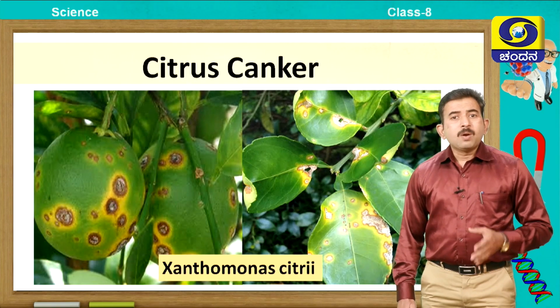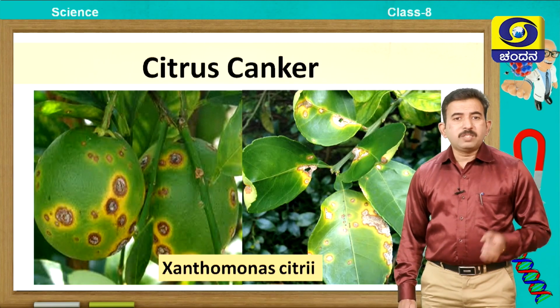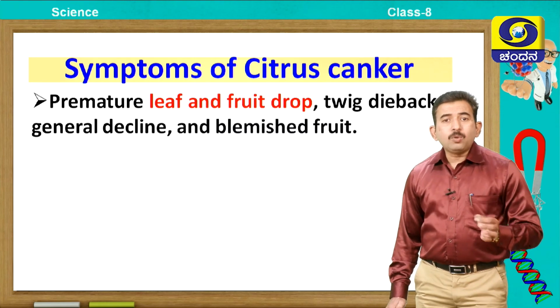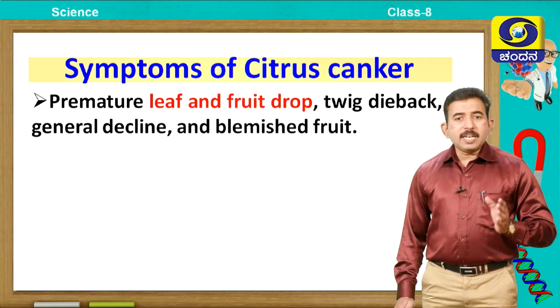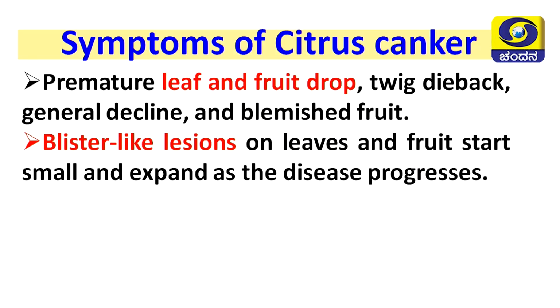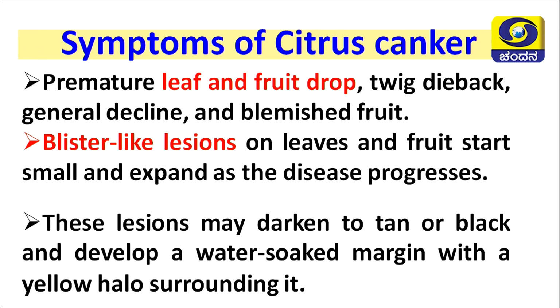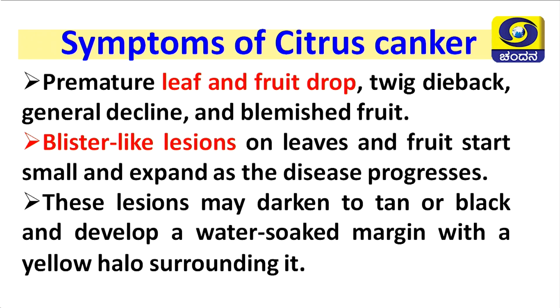Let us see what the main symptoms of this disease are. Premature leaf and fruit drop, twig dieback, general decline and blemished fruit. Blister like lesions on leaves and fruit start small and expand as the disease progresses. These lesions may darken to tan or black and develop a water soaked margin with a yellow halo surrounding it.